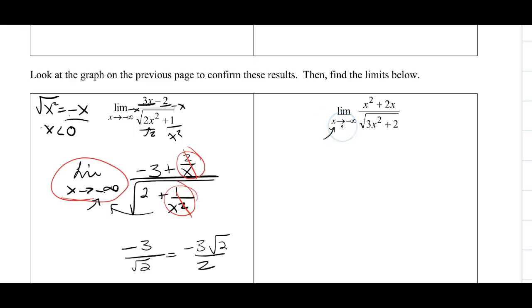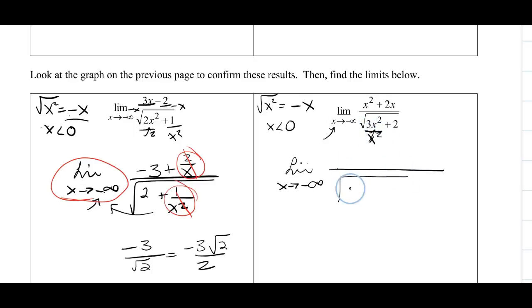For this function, x is approaching negative infinity, so the square root of x squared will equal negative x, because x is negative. We'll go ahead and rewrite this limit. X approaches negative infinity. Highest power in the denominator is the square root of x squared. So we can rewrite our fraction. 3x squared over x squared is 3. 2 over x squared is 2 over x squared. But when I go to divide in the numerator, I'm dividing by the square root of x squared, and that's going to be negative x, so I'll divide these by negative x. X squared divided by negative x is negative x, and 2x divided by negative x is negative 2.